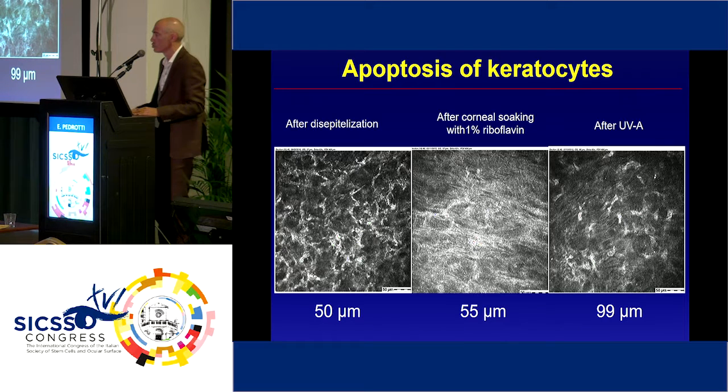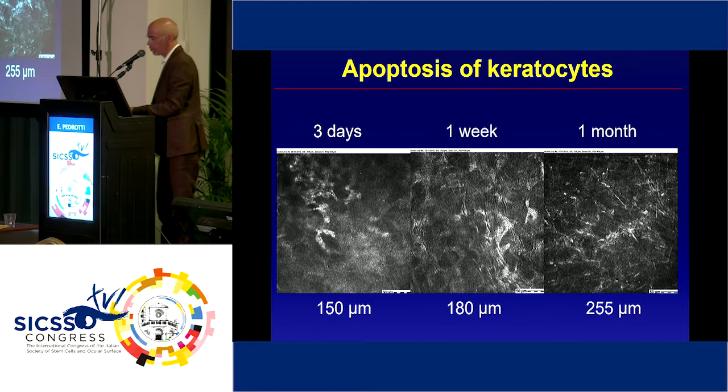What happens? We wanted to check for the apoptosis of keratocytes. It is that demarcation line that we all look for at the OCT to see what the extent of the cornea is that has cross-linked. Keratocytes died in the 50 microns immediately after desepithelialization, only because of the desepithelialization. There is no difference in the soaking part, but there are twice as many keratocytes that die immediately after UVA radiation.